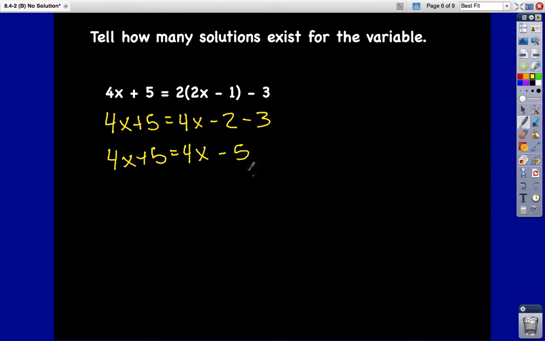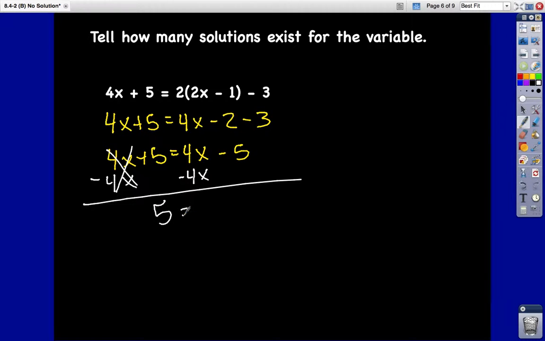Right away, I know that no solution is going to exist because I have the exact same amount of x's on both sides, but I have a different constant. So watch what happens when I try to get rid of the x. If I subtract 4x from both sides of this equation, these cancel out to 0, so I'm left with just the 5 on this side. On this side, the 4x's cancel out, and I'm left with negative 5. Again, I've got a false statement.